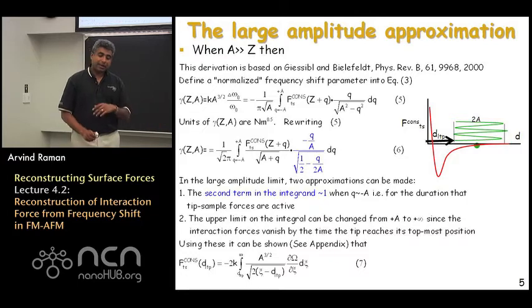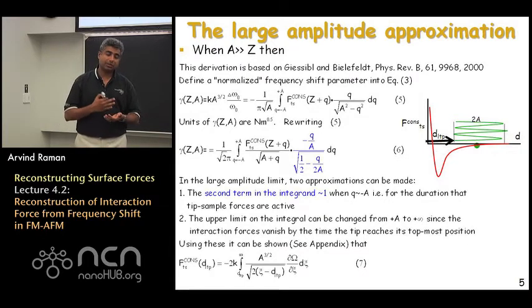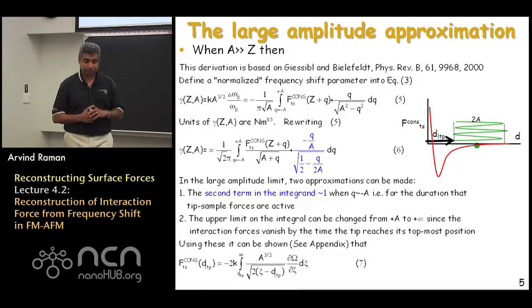So the community, after they recognized the shortcomings of this inversion procedure, realized that one needs to go towards the opposite case. More likely, when you're trying to sense short-range chemical forces, your oscillation amplitude is going to be large compared to the decay length of the interaction forces that you're trying to sense. So in this particular case, the large amplitude assumption came out. This is when A is much greater than Z.